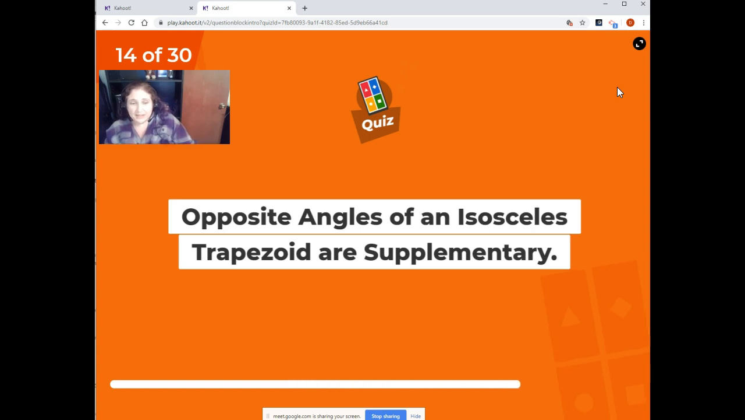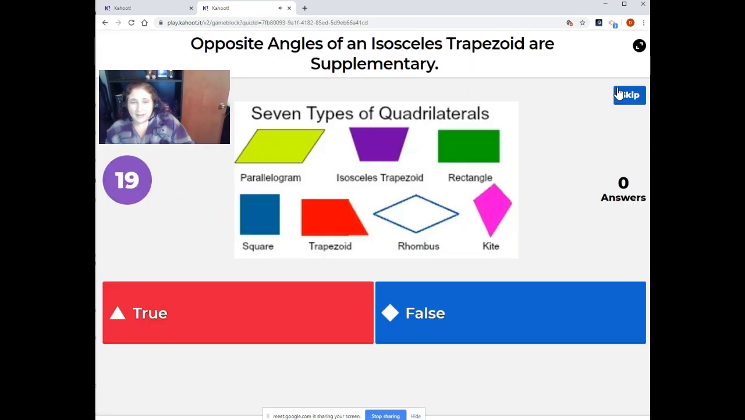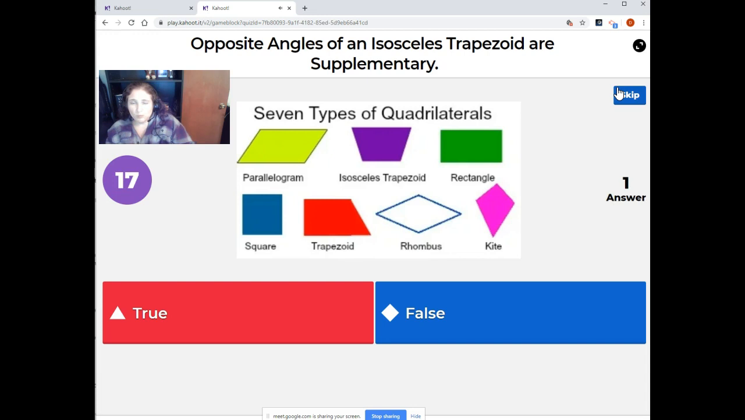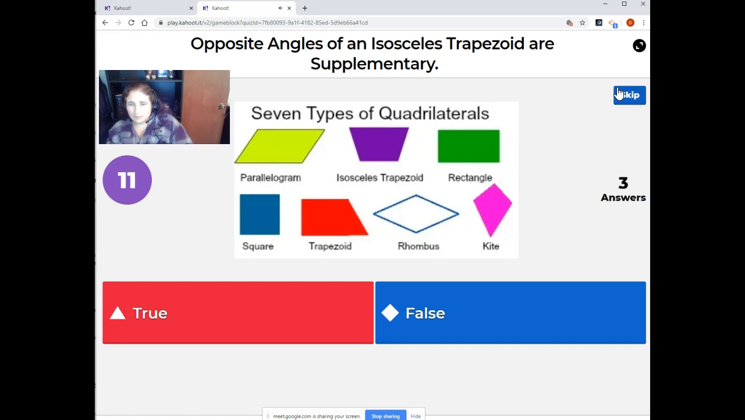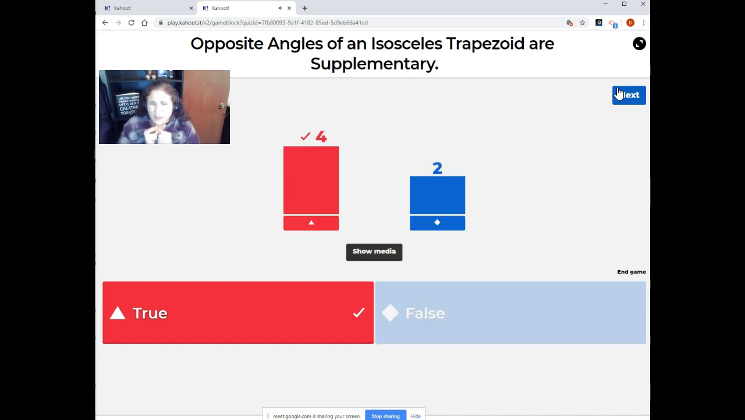Opposite angles of an isosceles trapezoid are supplementary. Kind of look at the picture, that'll kind of help you out. Get 2 seconds, pick one. That is actually true. You can kind of think if you cut it in half, you could rotate the side and it'll map up perfectly. So that is true.